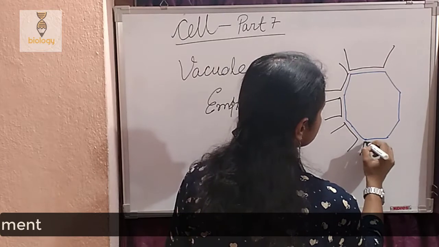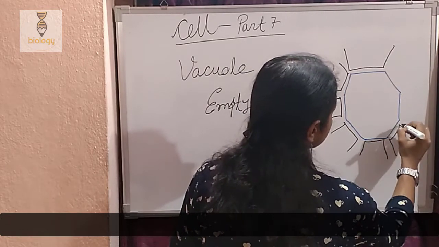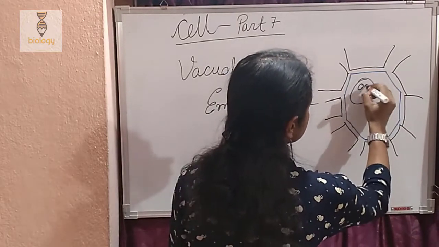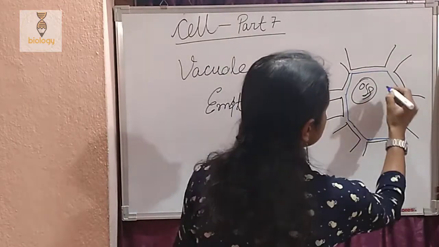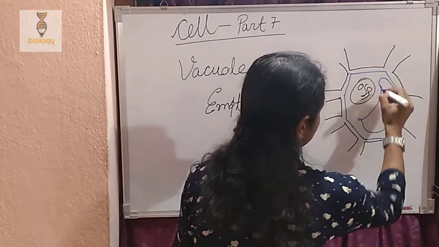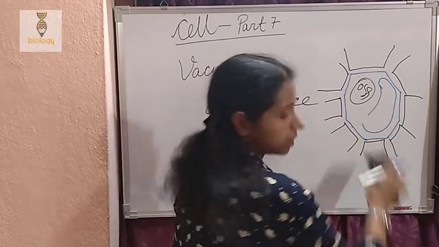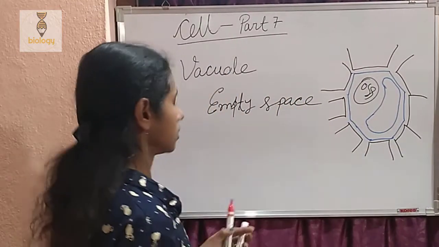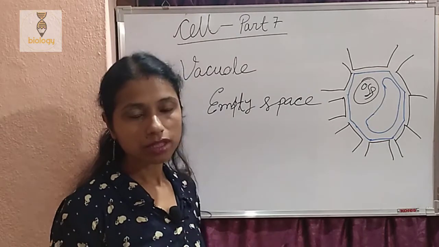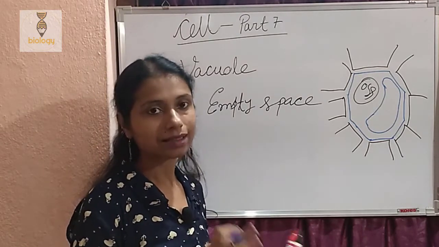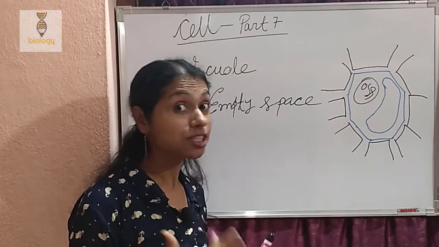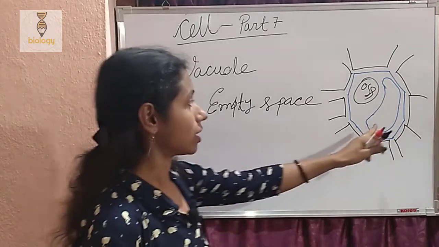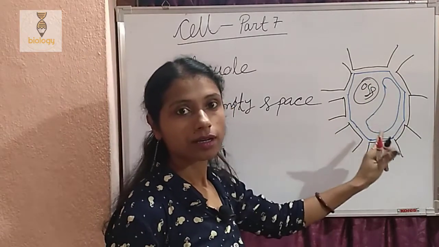This is a plant cell I am drawing here. Here you can see that is the vacuole, a very big part, the vacuole in a plant cell. See, a vacuole doesn't have any specific shape and size like other cell organelles. And it's not that important like other organelles, but still it has importance. It works as a storage organelle.